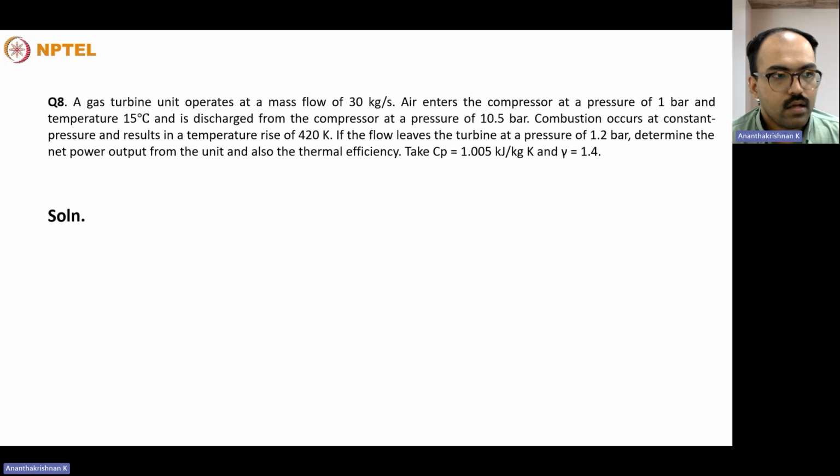So it's a gas turbine unit that operates at a mass flow rate of 30 kilogram per second. Air enters the compressor at a pressure of 1 bar and temperature of 15 degrees Celsius, and is discharged from the compressor at a pressure of 10.5 bars. Combustion occurs at a constant pressure and results in a temperature rise of 420 Kelvin. If the flow leaves the turbine at a pressure of 1.2 bar, determine the net power output from the unit and also thermal efficiency. Take Cp equal to 1.005 kilojoule per kilogram Kelvin and gamma equal to 1.4.